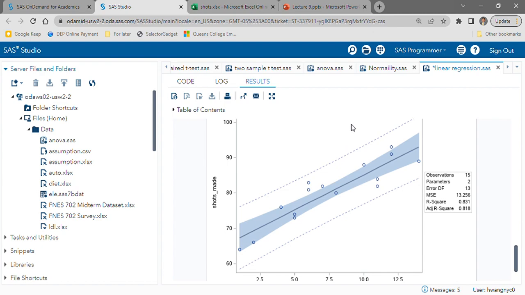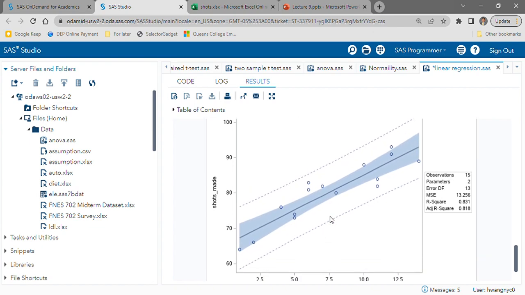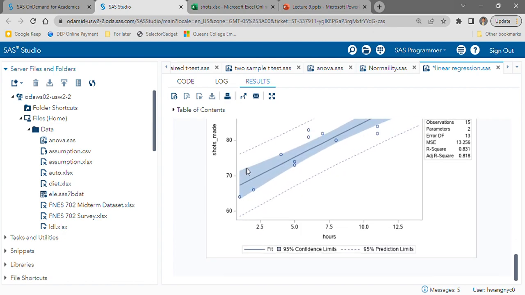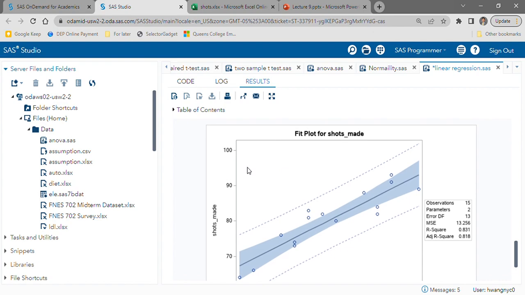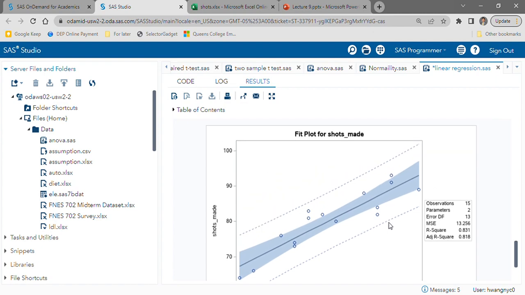Notice right over here, we have a plot of shots made versus number of hours. And again, remember, what are we trying to predict here? We want to say, hey, oops, I just realized I made a mistake. Did I make a mistake? Yeah, I made a mistake.